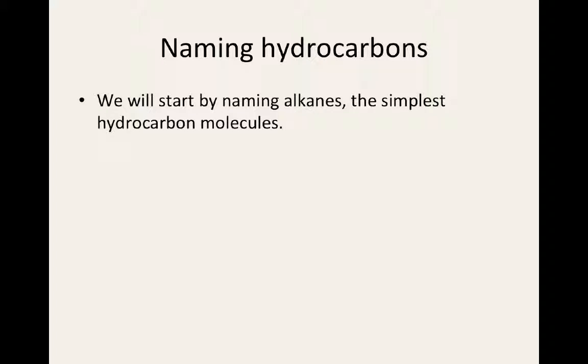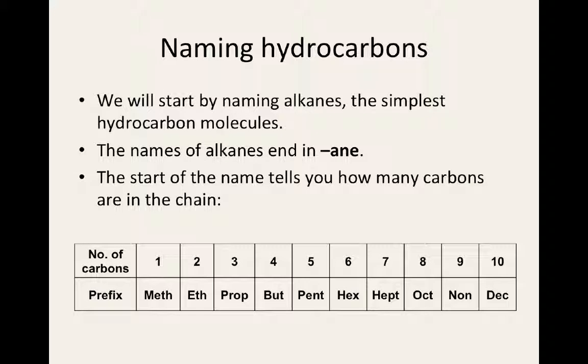We'll start by looking at naming organic compounds by looking at the simplest type, hydrocarbons. As the name suggests, hydrocarbons consist only of carbon and hydrogen atoms. Alkanes are the simplest hydrocarbons as they contain only single bonds between the atoms. The names of alkanes end in ane, A-N-E. And the start of the name comes from the number of carbon atoms in the chain, as you can see from the table. You'll need to learn these prefixes.